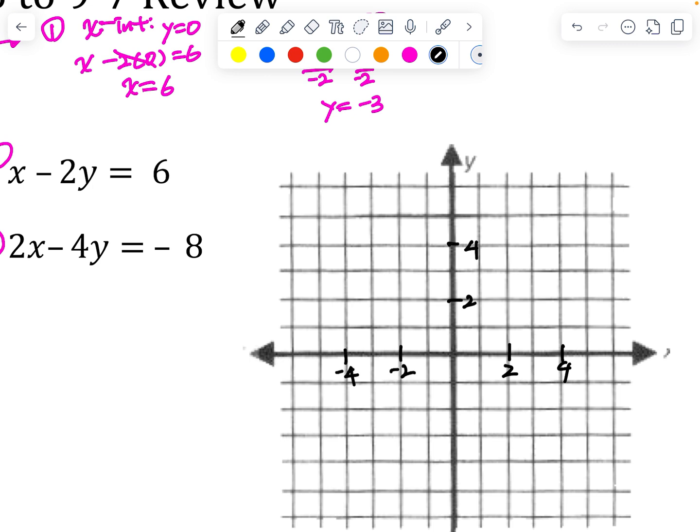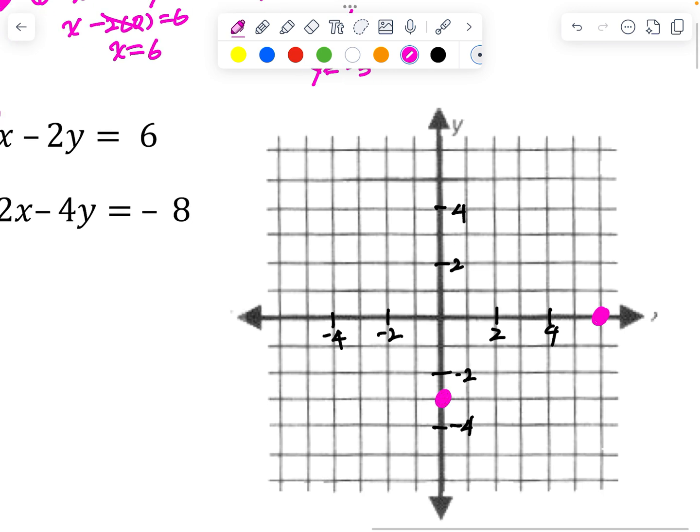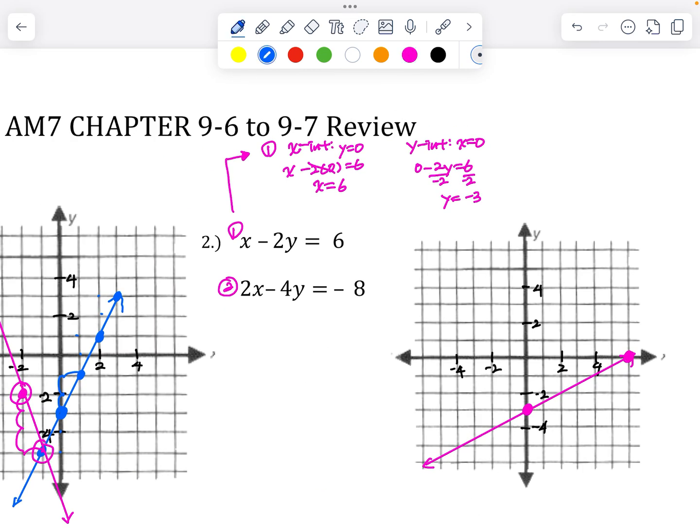Negative 2, negative 4. Again, my x-intercept is at positive 6 on my x-axis, and my y-intercept is at negative 3 on my y-axis. I connect the two dots, ta-da, to infinity and beyond. There's my first equation. And I'm going to do the same thing with my second equation.